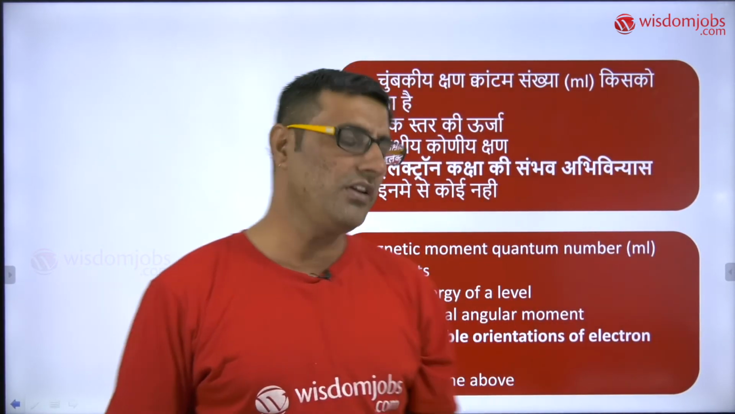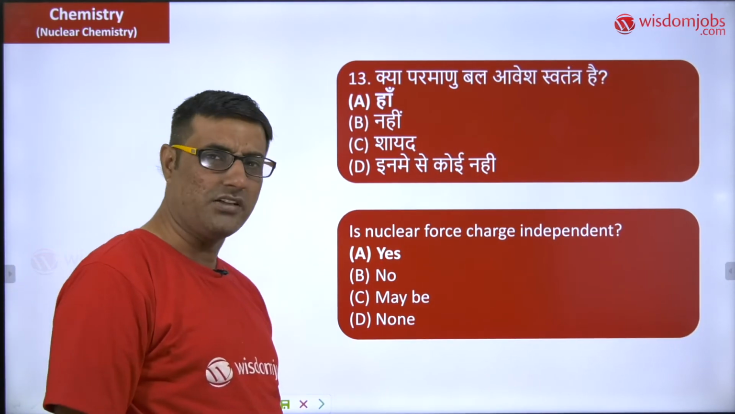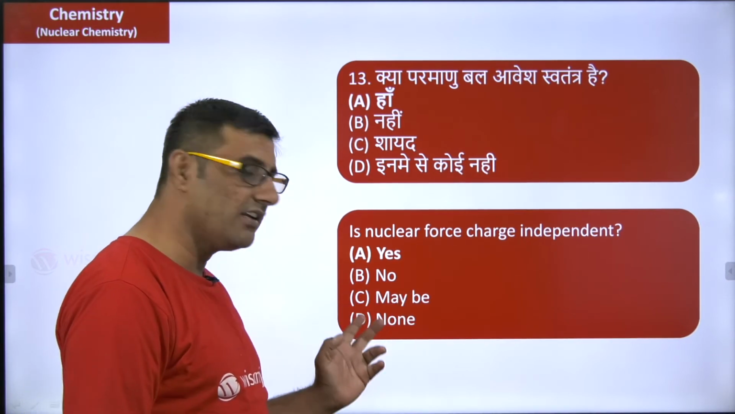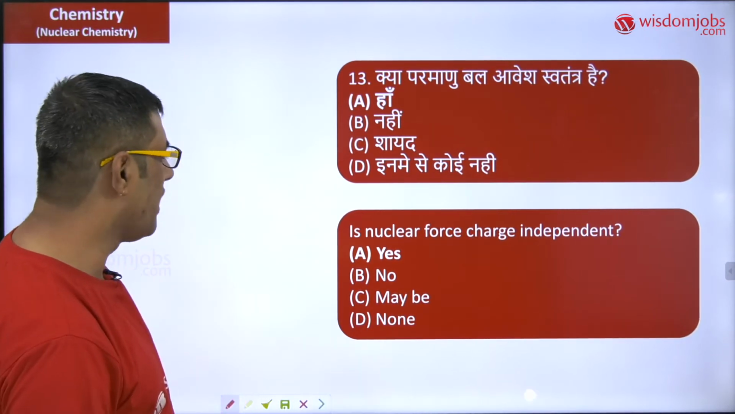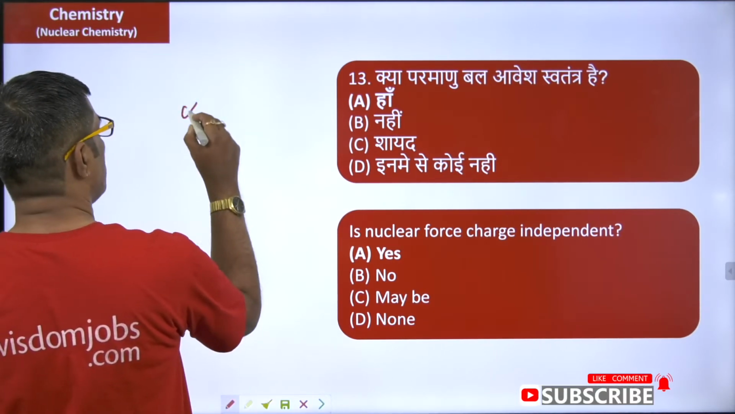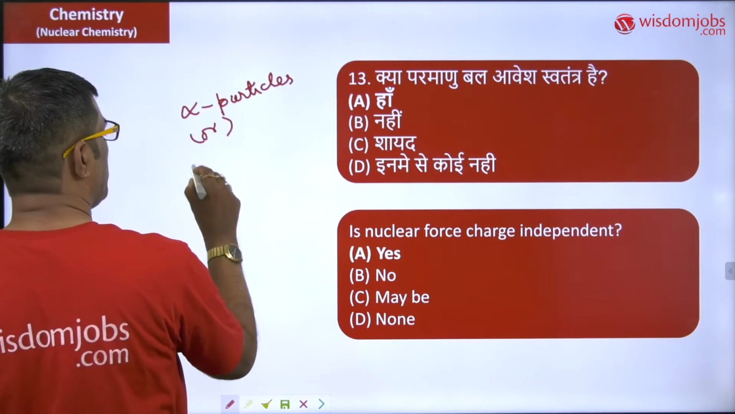Next, let us move to the next question. The question for this video is: is nuclear force charge independent? The options are yes, no, maybe, and none. Now if you observe the nuclear force, basically the nuclear force is due to either alpha particles or beta particles.